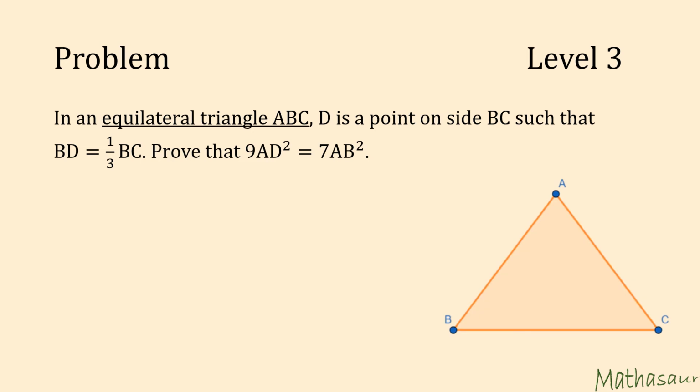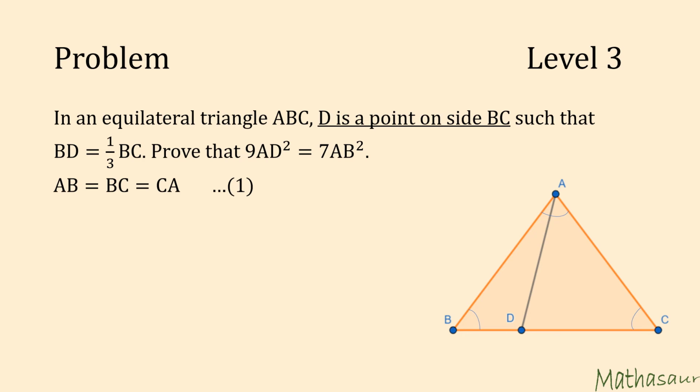So first of all, let us draw an equilateral triangle ABC. Since it is equilateral, all its angles would be equal, and all its sides would also be equal. So we are given AB is equal to BC is equal to CA. Let us call this statement 1.